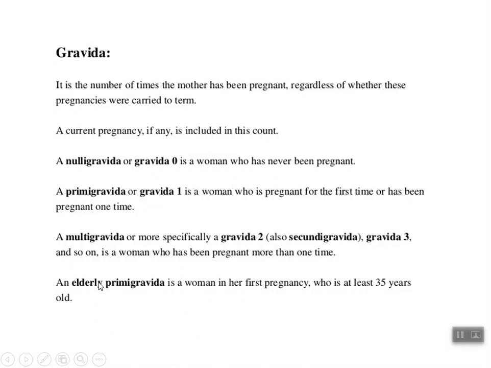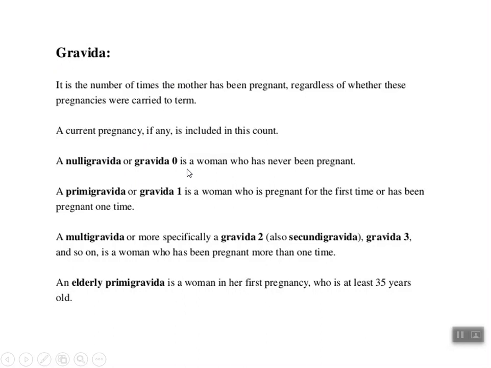Next is multigravida, especially gravida 2, which is a secondary gravida, gravida 3, and so on. Multigravida means a woman who has been pregnant more than one time. Elderly primigravida: elderly means the age is higher than 35, and primi means the first time. A woman who is pregnant for the first time at the age of 35 years or more. So gravida is the number of times the mother has been pregnant.